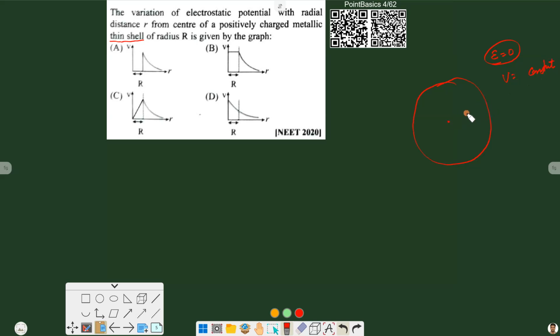So for inside, for r less than R, the value of potential will be equal to the value of potential at the surface, and outside it will be proportional to 1 by r, as per the normal potential formula, and that is the graph B, which satisfies both of these conditions. Moving to the next question.